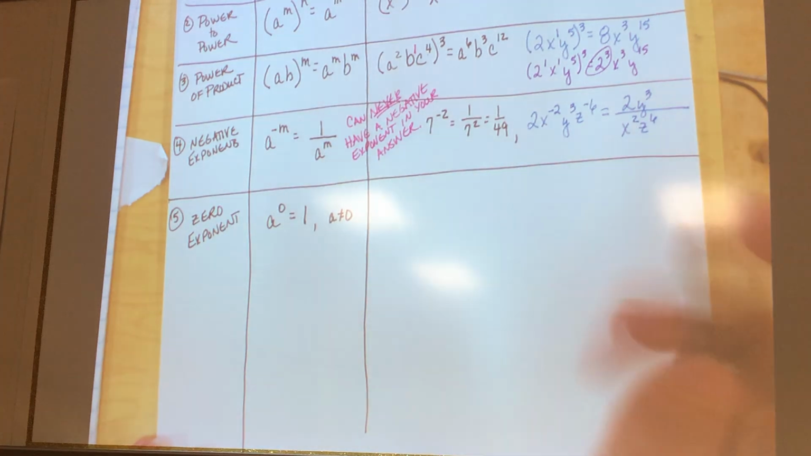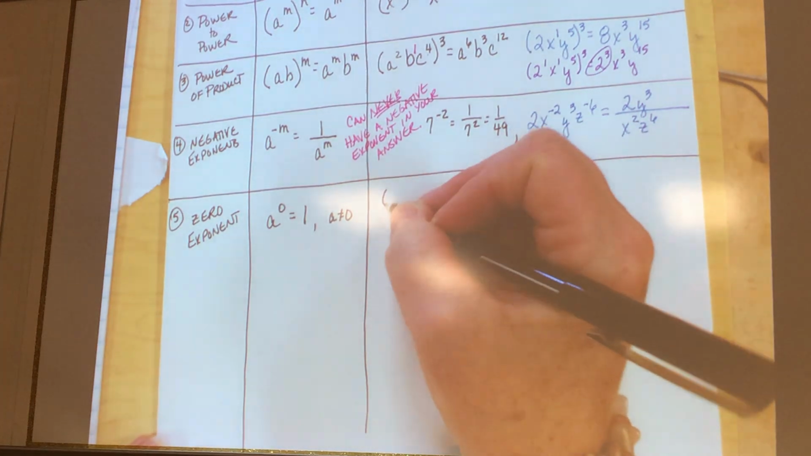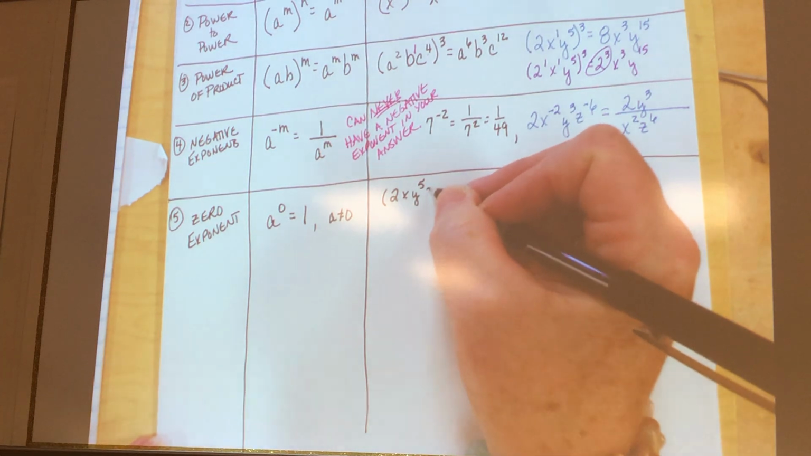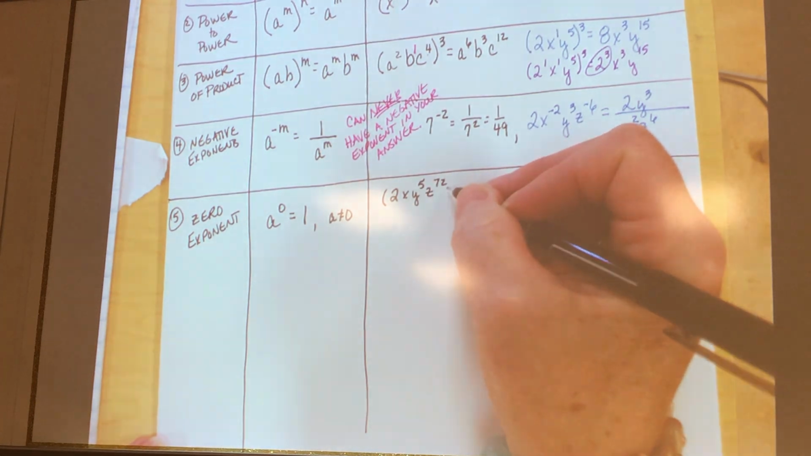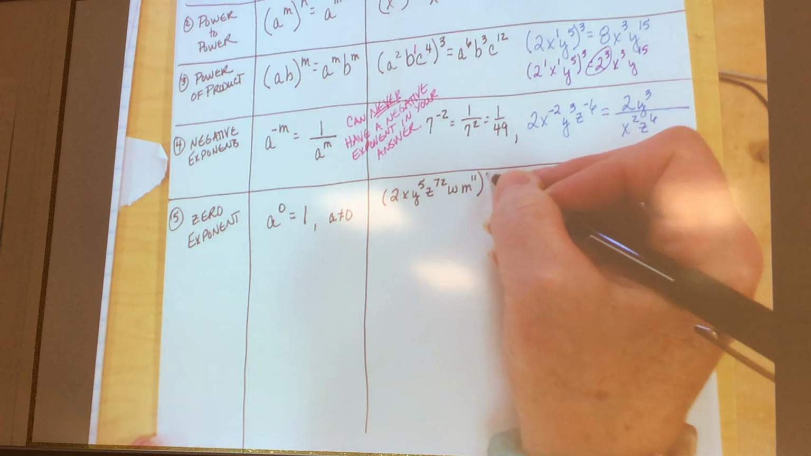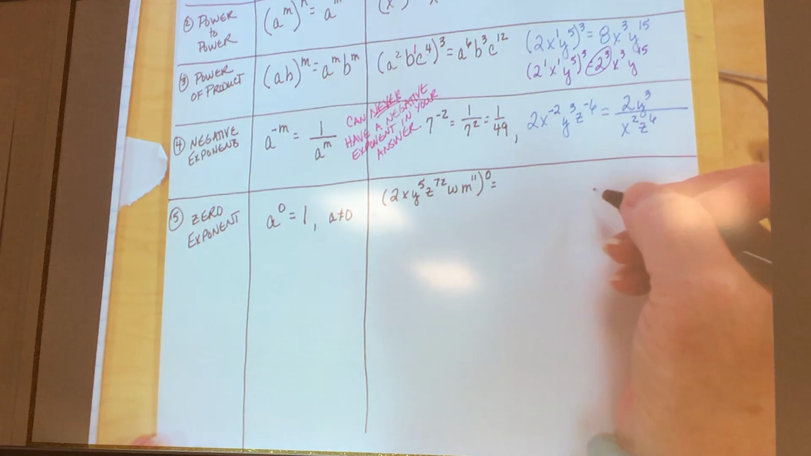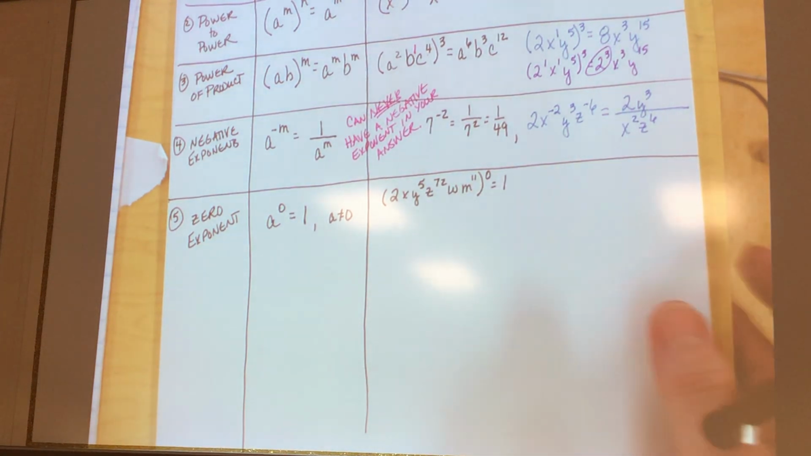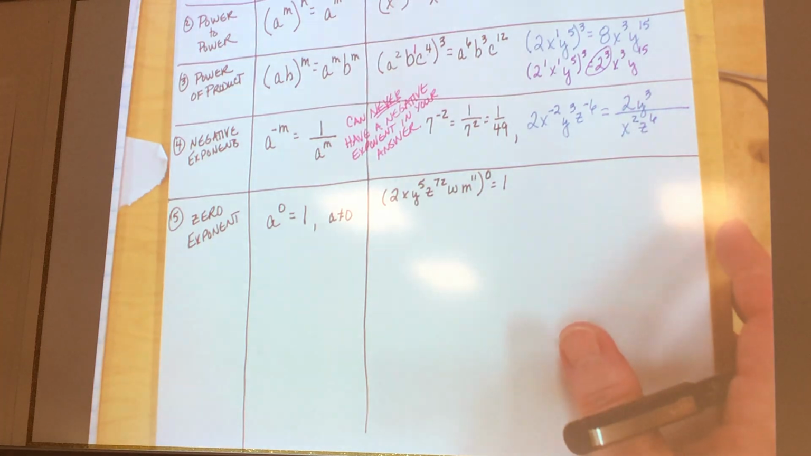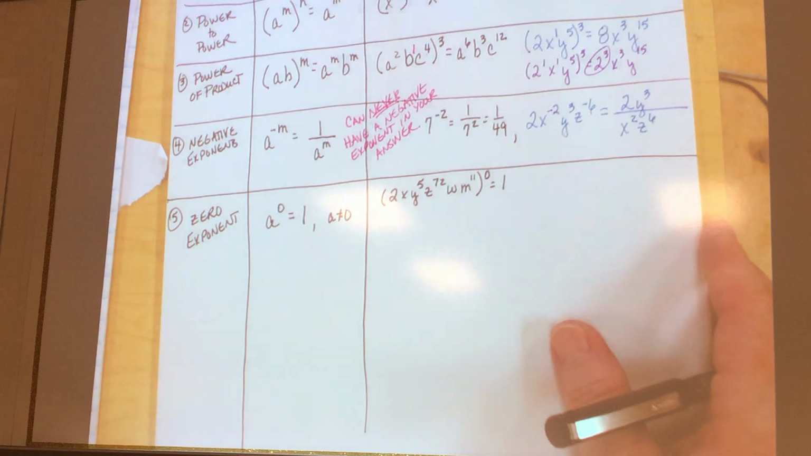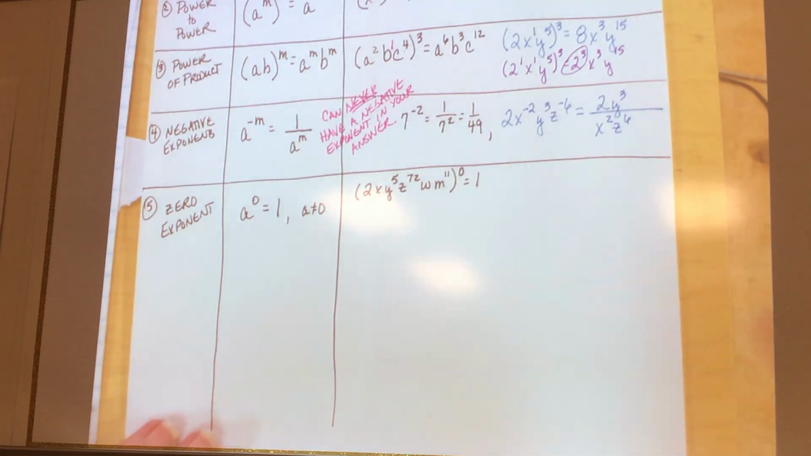I'm going to put 2 problems up here. Here's one of them. 2x y to the 5th, z to the 72nd, w m to the 11th, all raised to the 0 power. What's your answer? 1. Boom! I'm going to put one on a test like that. People are going to miss it, and I'm going to laugh. That's ridiculous, people. Now let's see if you learned anything today.